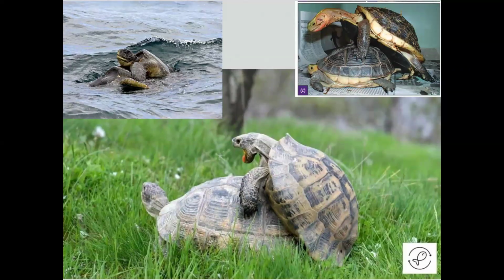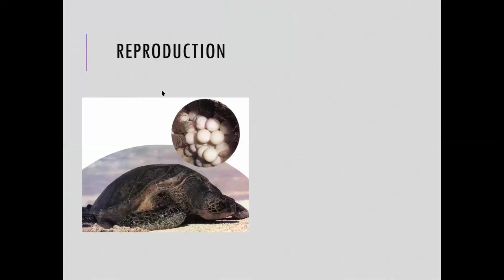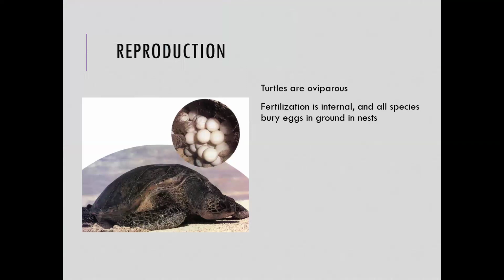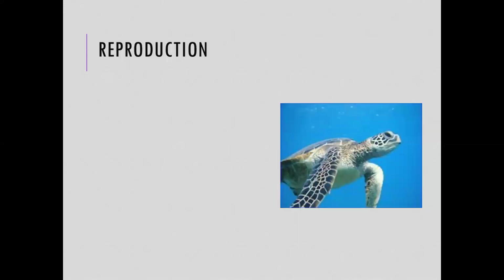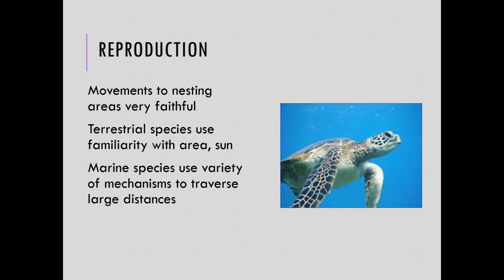This is the picture of the copulation process of turtle. Okay, all of them are oviparous, and they build a nest, and then they lay their eggs, maybe 4 up to more than 100 eggs depending on their species. And in some species like sea turtle, they will come back to the place where they hatched, and then they will build a nest and lay their eggs to incubate them.